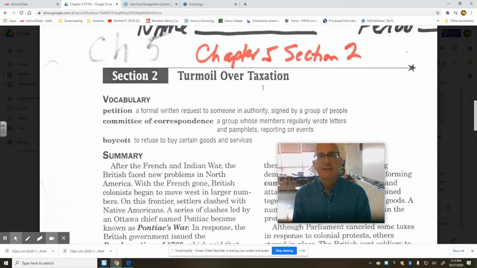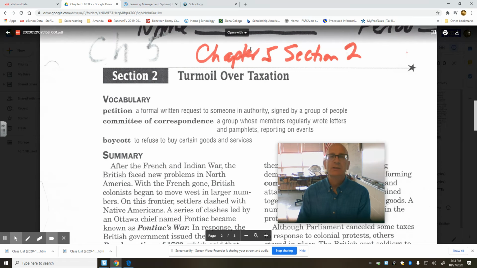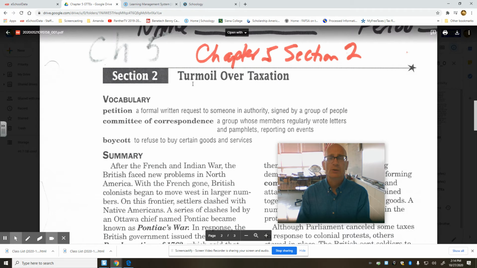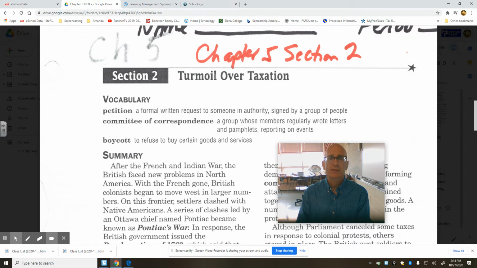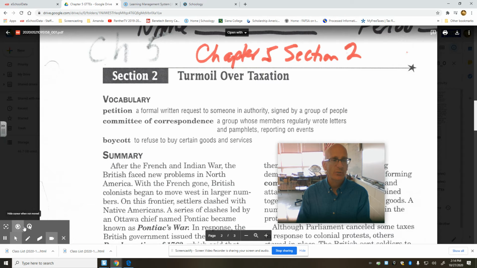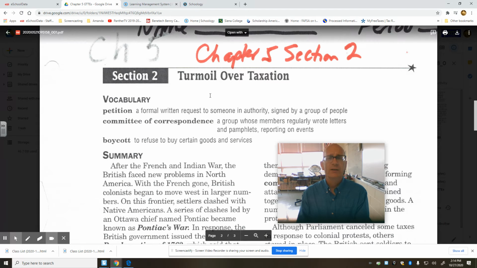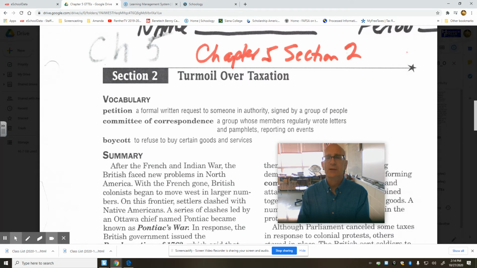Seventh graders, as promised, Chapter 5, Section 2 is up next. We are going to continue to talk about Chapter 5 and the crisis that will emerge in the colonies. Our focus today is going to be on the topic of turmoil over taxation. And turmoil is going to refer to chaos, confusion, and eventually violence that will spill over in the American colonies over the issue of taxation. So Chapter 5, Section 2, turmoil over taxation.